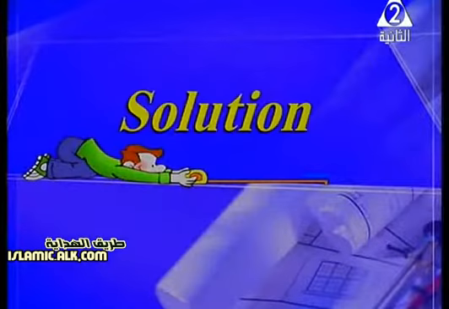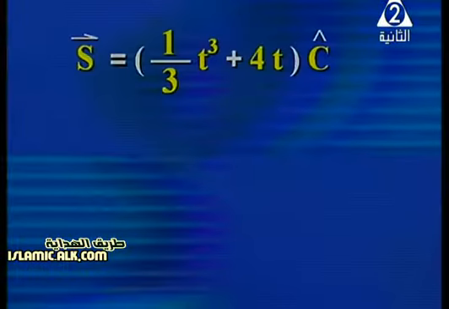Remember, dear student, we have 3 solutions. The first one: we have displacement equal to one third t to the power 3 plus 4t, this relation between displacement and time t. So the first required is the initial velocity, then we find the derivative of s with respect to time t.